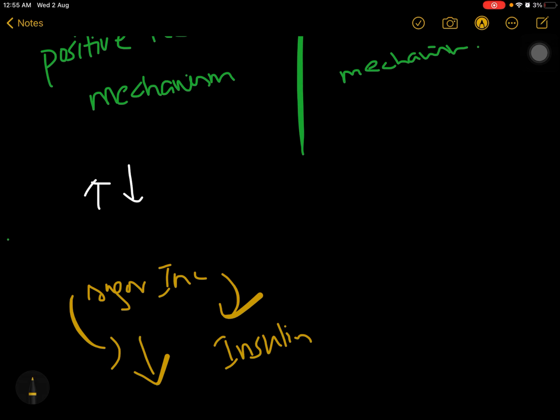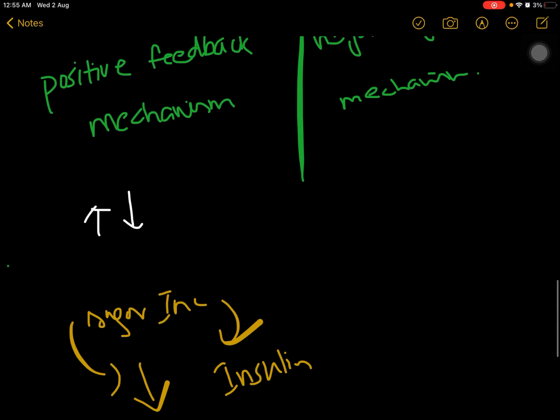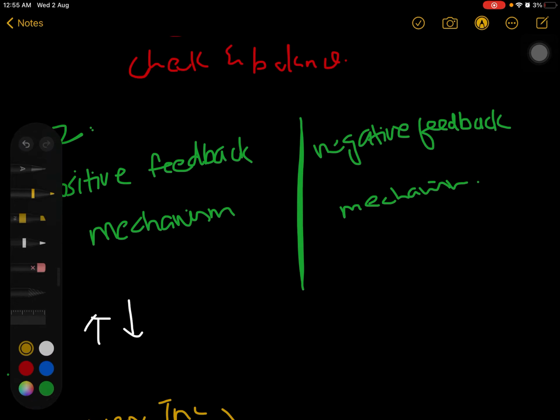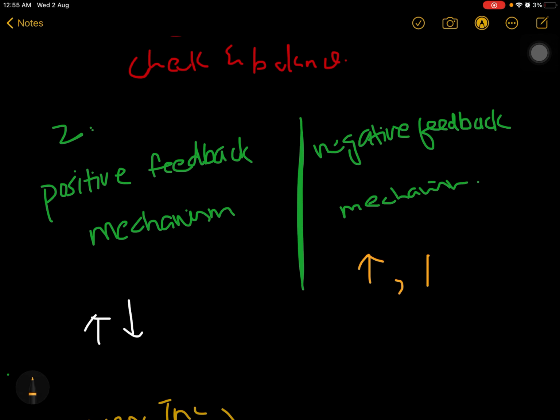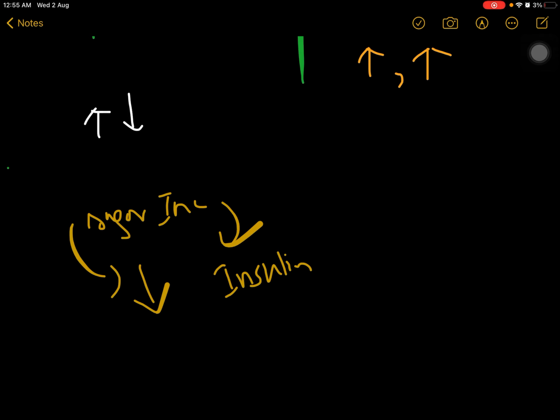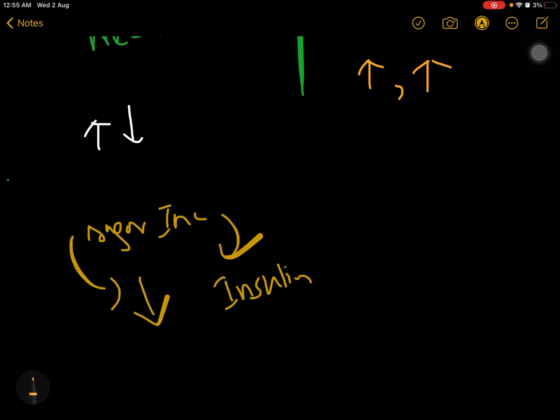But we do have negative feedback mechanism as well. Like what is this now? If something is increasing, it will try to increase it again. For example, if you are sitting or standing in a hot place and you are suffering from heat stroke, at that time your body will increase the temperature. So that is again a negative feedback mechanism.